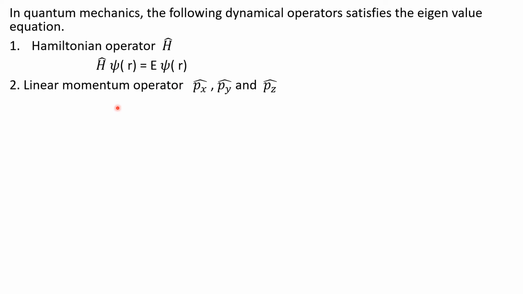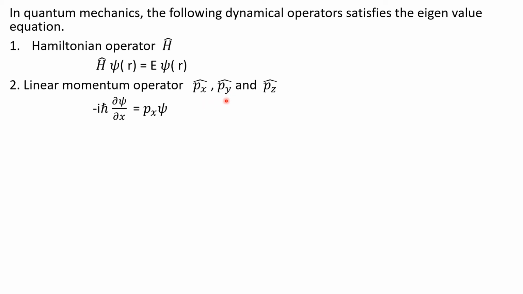Second example, the linear momentum operator. We write the x component, y component, and z component of the momentum operator. That operator is Px, the x component. Its value, you know, is minus i h cross del by del x. This is the x component linear momentum operator.